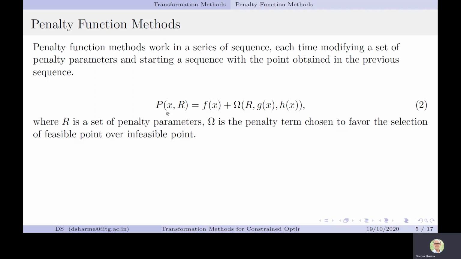In equation 2, you can see that the penalty function is made of the vector x and also a vector of R. This is equal to the objective function value plus omega, the penalty term. This penalty term is made of the value of R and our constraints such as g and h, so all of the constraints are taken care of. Here R is the set of penalty parameters, and it will be a constant for one sequence. Omega is the penalty term chosen to favor the selection of feasible points over infeasible points.